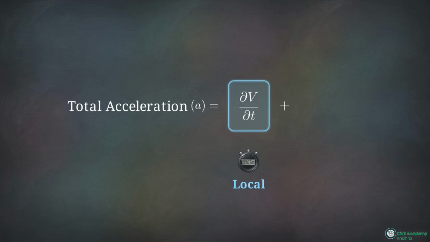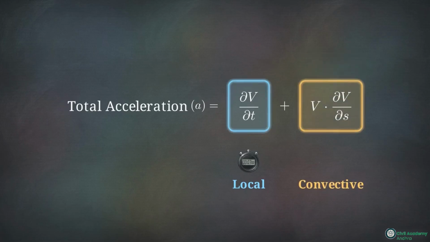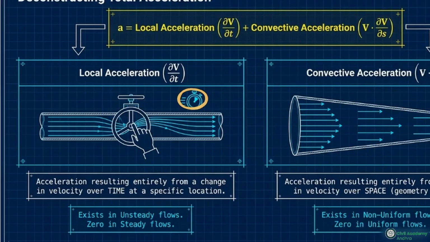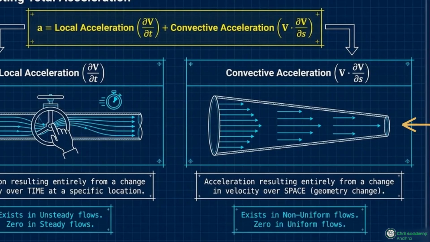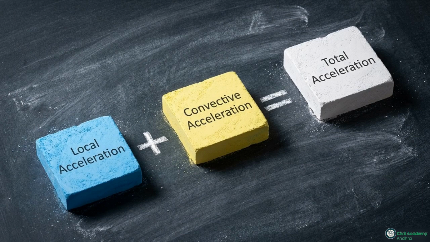This independent evaluation resolves a common paradox. How can a steady flow undergo massive acceleration? The answer is that total acceleration is a composite of two separate derivatives. On the left, local acceleration results from a change in velocity over time. As the valve opens, flow speeds up, existing only in unsteady flows. On the right, convective acceleration occurs over space. The fluid accelerates strictly because the physical geometry changes. Adding these two distinct derivatives together yields the total acceleration state of the fluid.